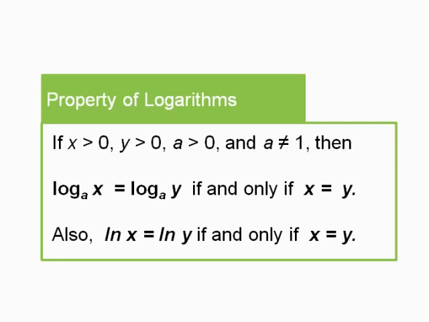Let's take a look at this: if x is greater than 0, y is greater than 0, a is greater than 0, and a can't be 1, then the log base a of x equals the log base a of y if and only if x equals y. And also notice you can do this with natural logs, since we do have the same base number here.